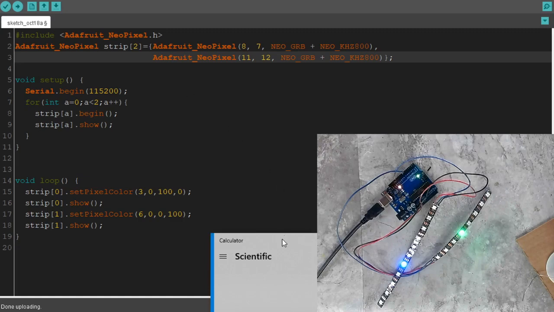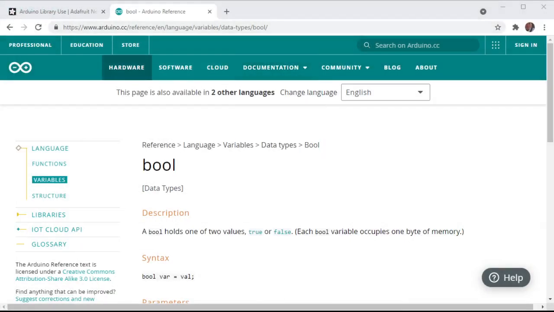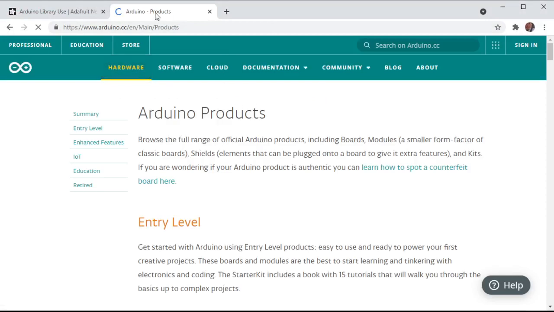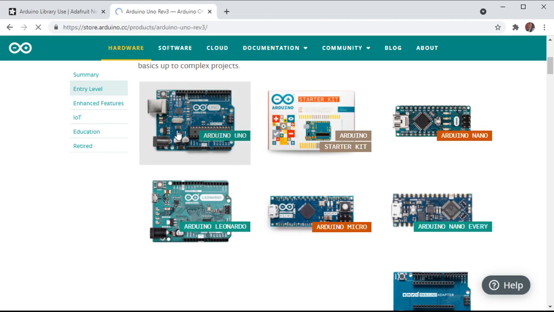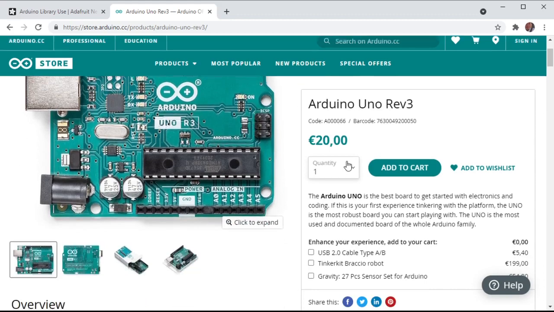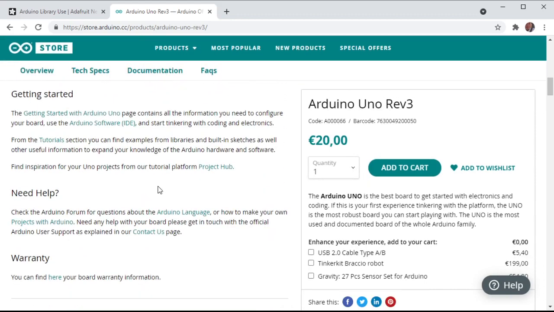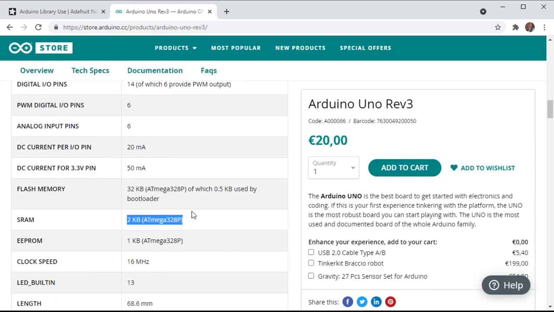Okay, now first, let's look up where it stores NeoPixels in the Arduino, and that is in SRAM. So let's go to our hardware here on the Arduino website. Let's take a look at the Uno. Okay, let's see if it tells us. Here we go. SRAM: 2 kilobytes. Okay, 2 kilobytes of SRAM.